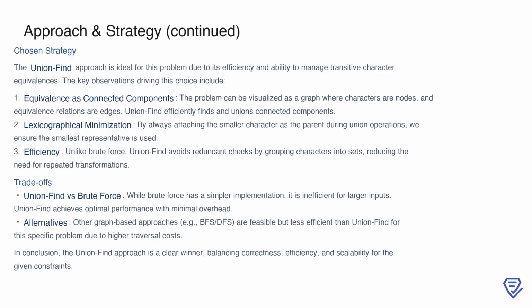Furthermore, this method avoids the repeated transformations and checks inherent in the brute force approach, making it far more scalable for larger inputs. While other graph-based methods, such as BFS or DFS, could also solve the problem, they involve higher traversal costs and are less efficient for this specific use case. In conclusion, union find stands out as the optimal strategy, providing a robust and scalable solution to the problem of transforming base str into the lexicographically smallest equivalent string.